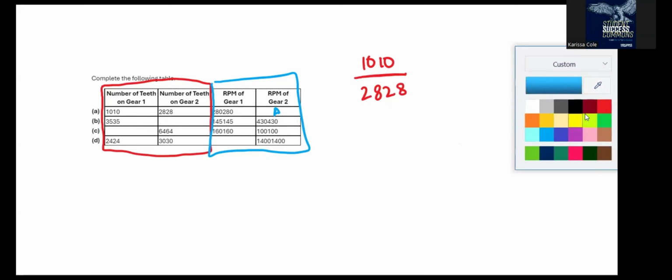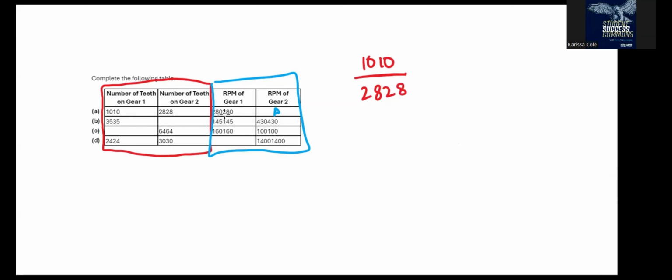Okay. Now I'm going to make a fraction with this one, the blue side. So the RPM of gear 1, 280. And I do not know the other number. We're going to find that. Now that I have these two fractions, I'm going to set them equal to each other. And I'm going to use the butterfly method to get this from fractions to non-fractions.